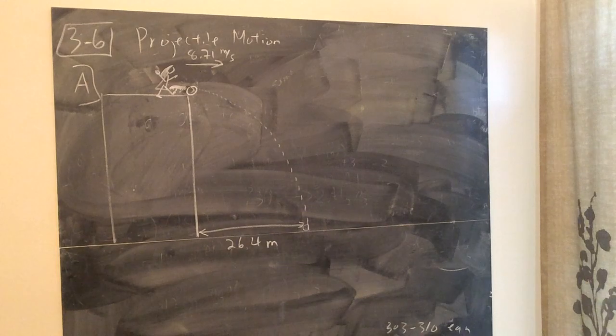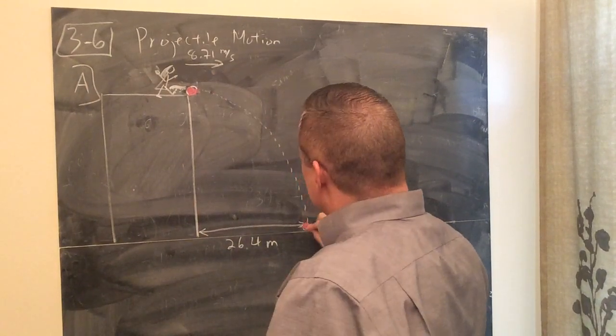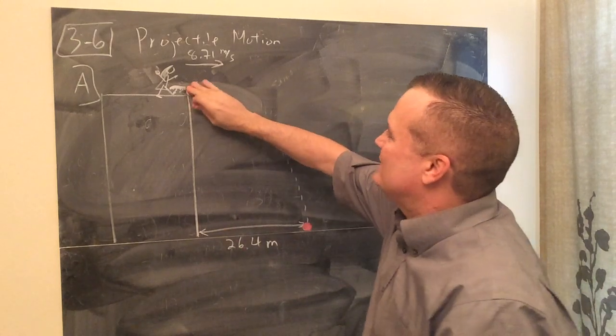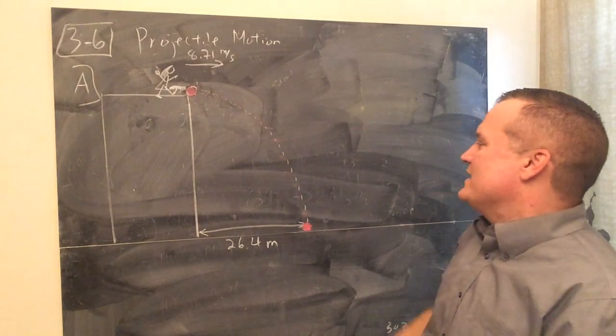Let's make the ball a little bit more ball-like. Let's make it a little red ball, and we'll put it right there too. So there's the ball, and there it is where it lands.